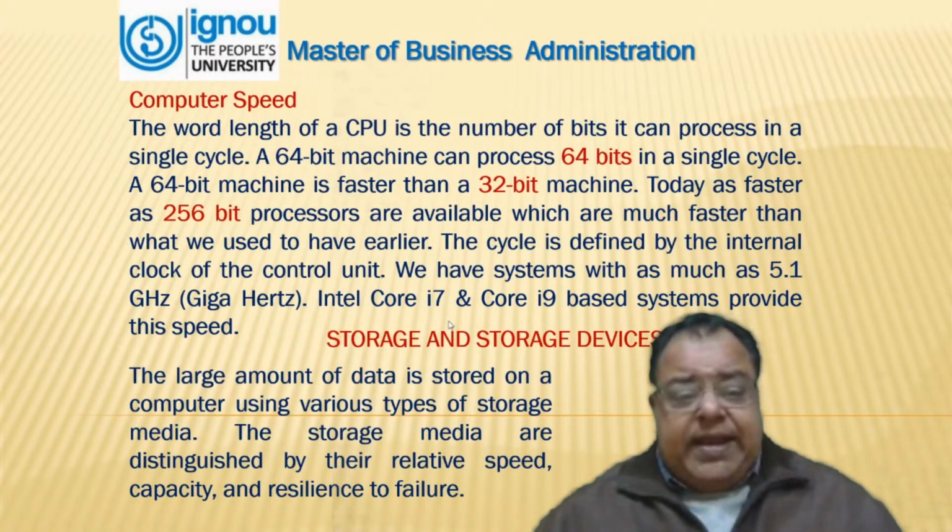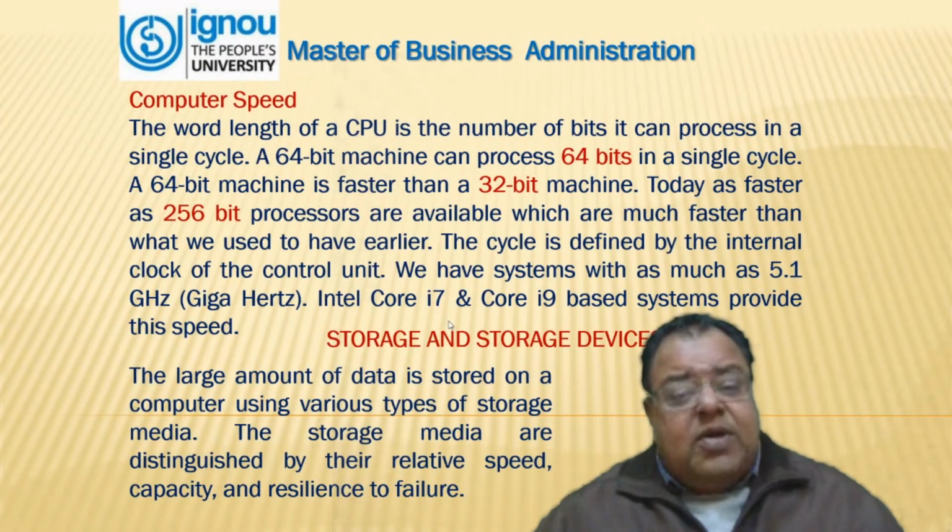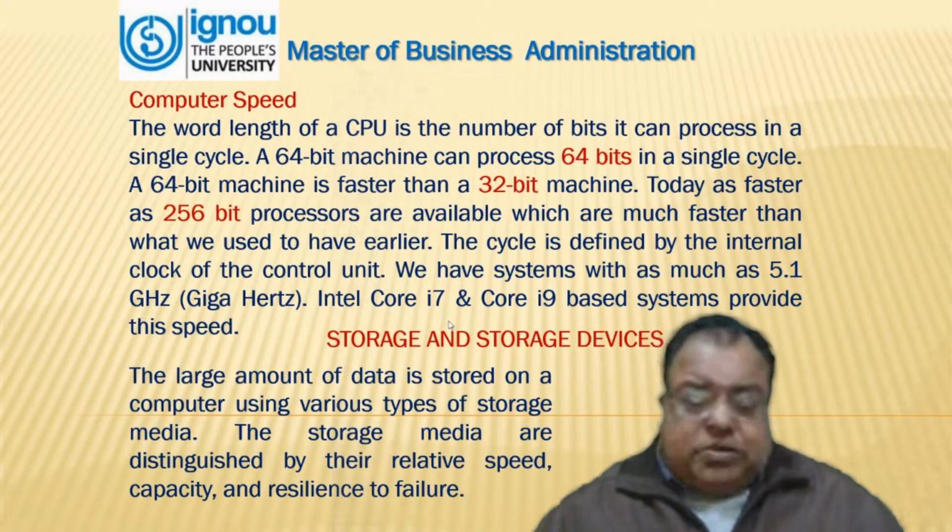The cycle is defined by the internal clock of the control unit. We have systems with as much as 5.1 gigahertz, Intel Core i7 and Core i9 based systems, which provide this speed.